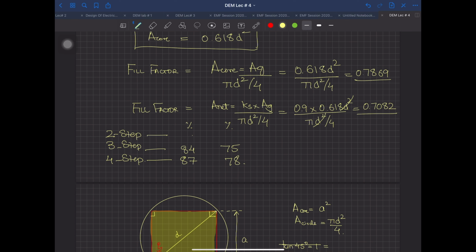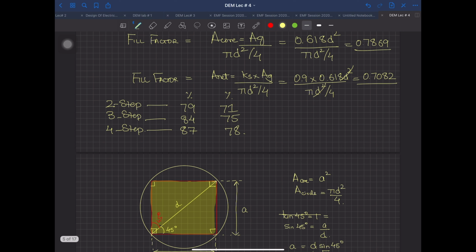2-step is 79 and 71. सॉरी जी, वो एक्चुअली मैं वहाँ पे सिंगल स्टेप भी रखा हुआ है, इसलिए वो मुझे वहाँ से कंफ्यूज हो रहा हूँ बार बार. ठीक है, सिंगल स्टेप कोर इज जस्ट अ स्क्वायर कोर, सो इट्स नॉट एज इन. सो 2-step core, 3-step core, 4-step core.